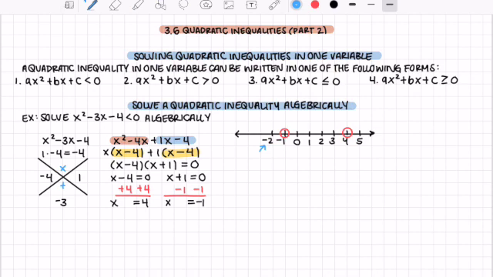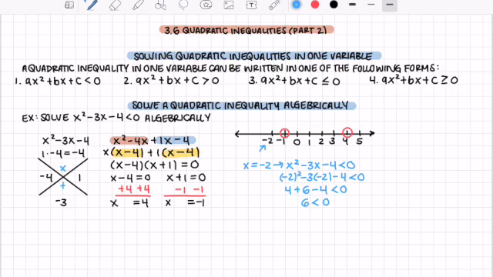If I plug in x equaling negative 2 into the equation, x squared minus 3x minus 4, will this be less than 0? So if I plug it in, I have here negative 2 squared minus 3 times negative 2 minus 4 being less than 0. I get here 4 plus 6 minus 4 less than 0, and I get 6 is less than 0.